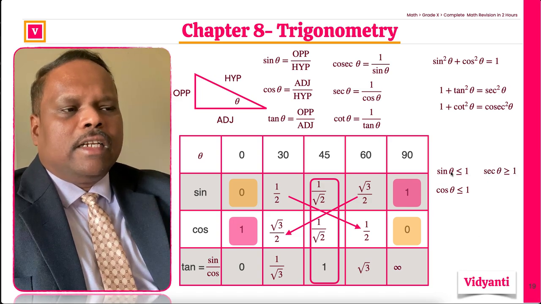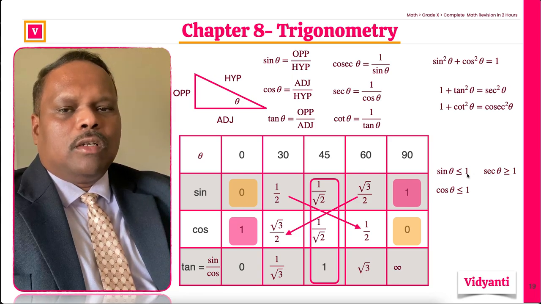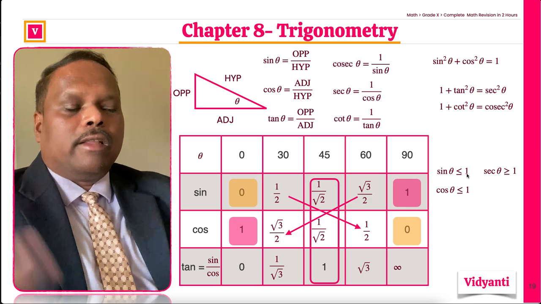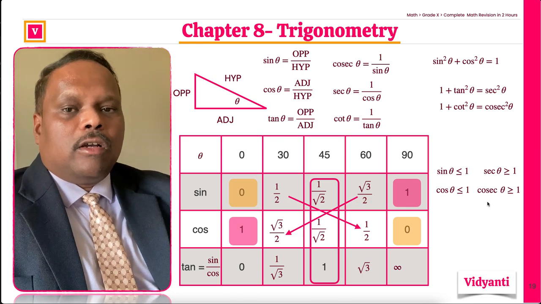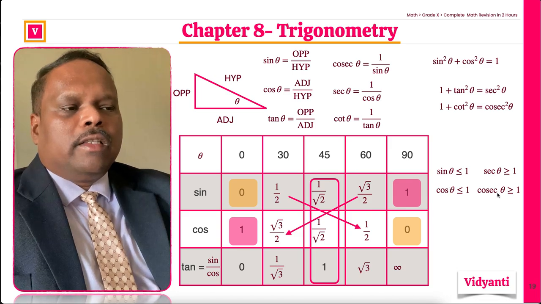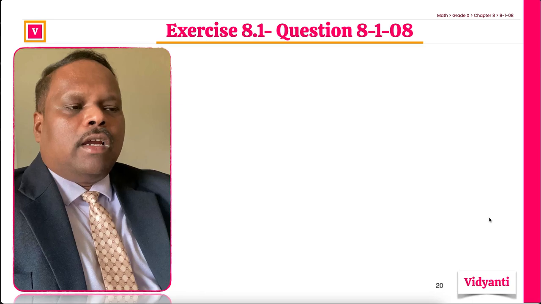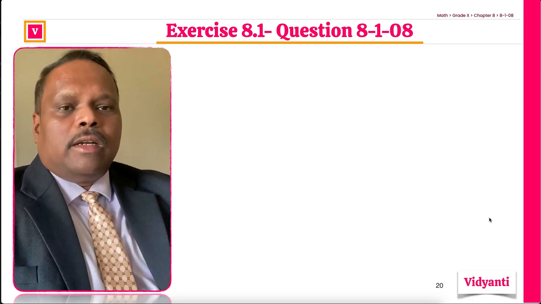Also sec theta, because it's a reciprocal, can never come below 1, because the reciprocal of a number smaller than 1 will always be greater than 1. Similarly, cosec theta cannot come below 1. So sin theta and cos theta cannot go above 1. Sec theta and cosec theta, since they are reciprocal ratios, cannot come below 1. And tan theta can be anything. Tan theta doesn't have any restriction.